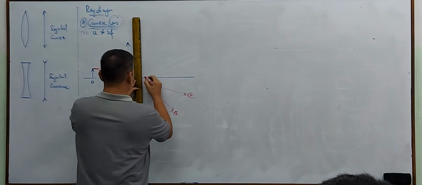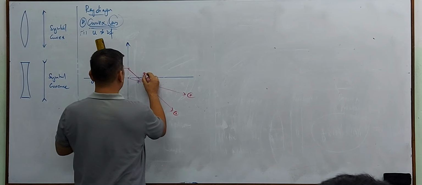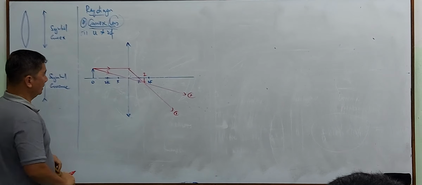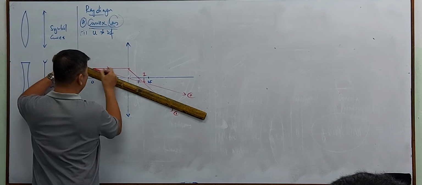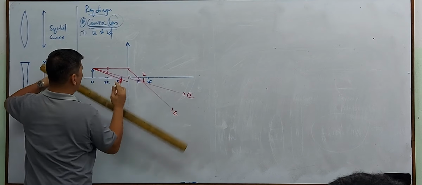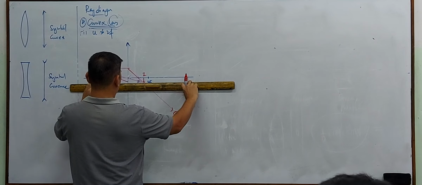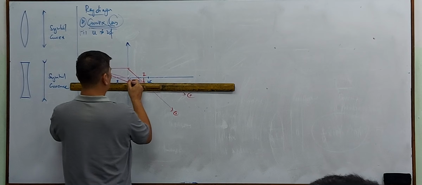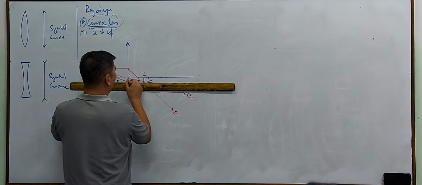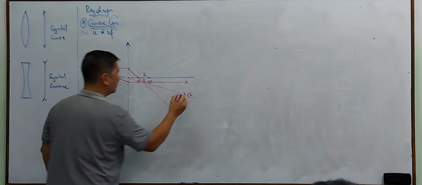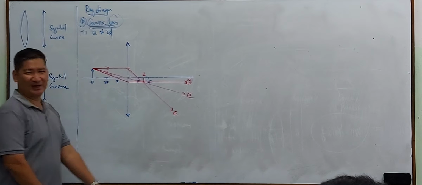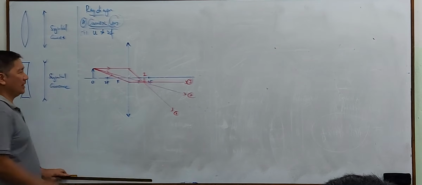Now we already know where the image position is. This is our image position. And the third line is passing through the focus point in front of the lens, and after that becomes parallel with the axis. Assume they are together. Okay, so that is the first one.